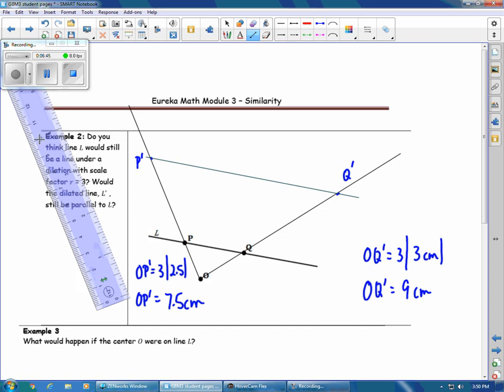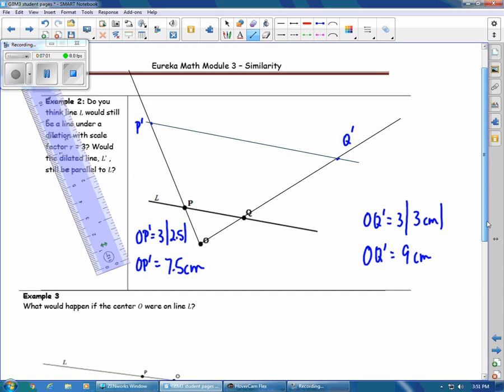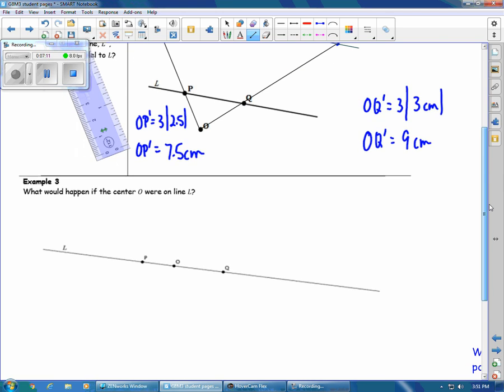Now it should work that if I measure my lengths of PQ and P prime Q prime, they should also grow by a scale factor of 3. I don't want to take the time to do that right now because this lesson is a little bit long, and the first time I recorded it, I was really bumping up against that 20-minute mark. So I want to make sure I get through all of the examples. But if you have the time to go ahead and measure PQ and see if P prime Q prime is 3 times as long, that would be awesome.